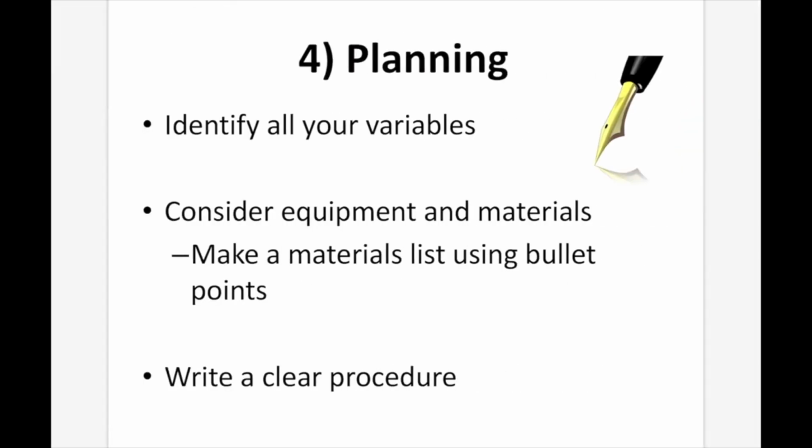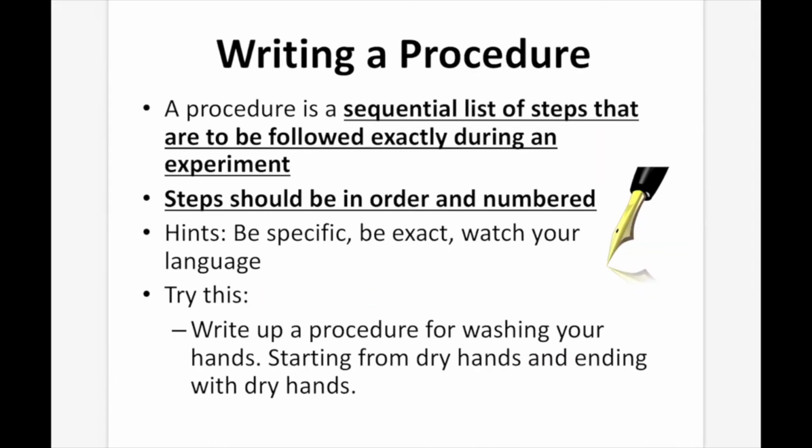So we've come up with our question, we've identified our variables, we've written our hypothesis, now we need to plan our experiment. First thing we're going to do is make a materials list using bullet points, and then we're going to write a clear procedure. The materials list is pretty basic. You're going to use bullet points to list all the things involved. The procedure, however, is a little more complicated.